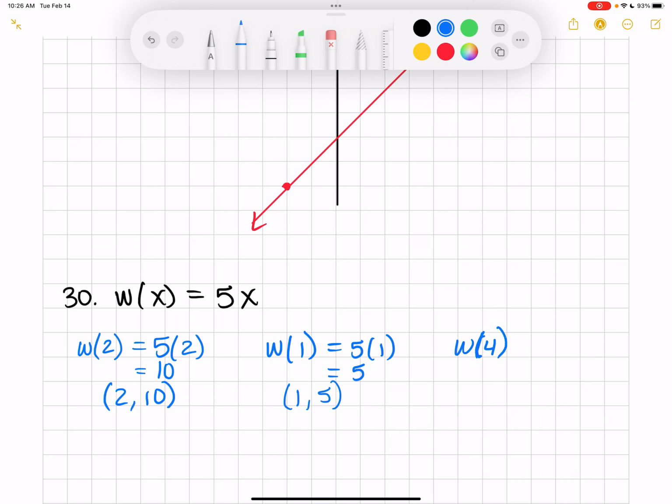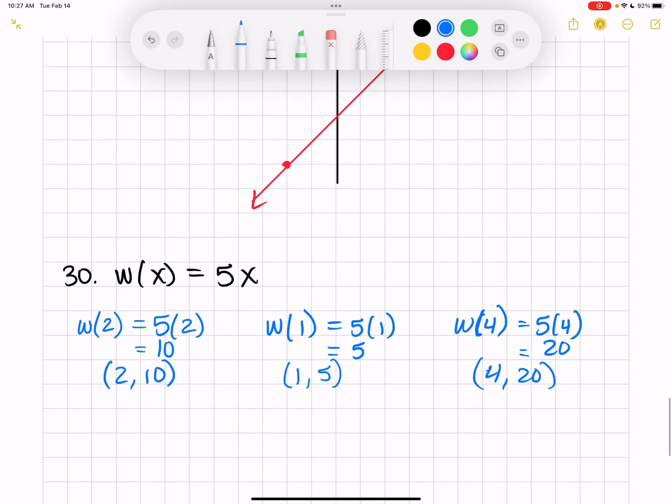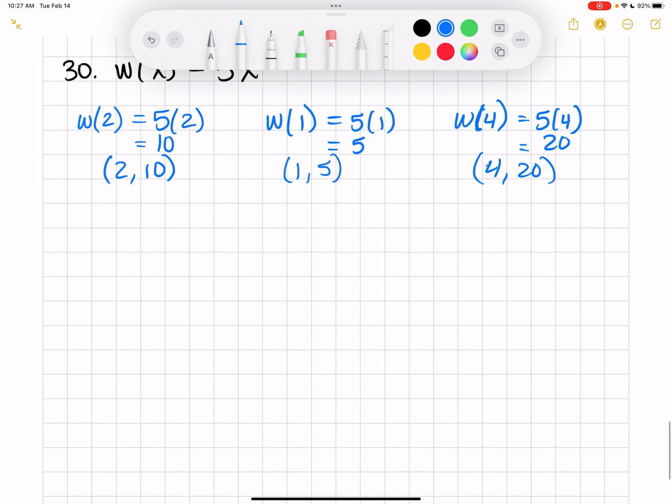So this is going to be 5 times 4, which is 20. So 4, 20 is going to be this point. I'm going to count by 5s just to make it not so big on the y-axis at least. So again, just remember, if you are going to change the increments, note what you're changing it to.